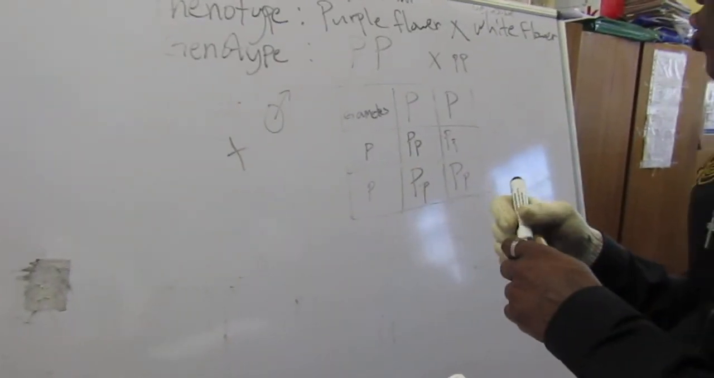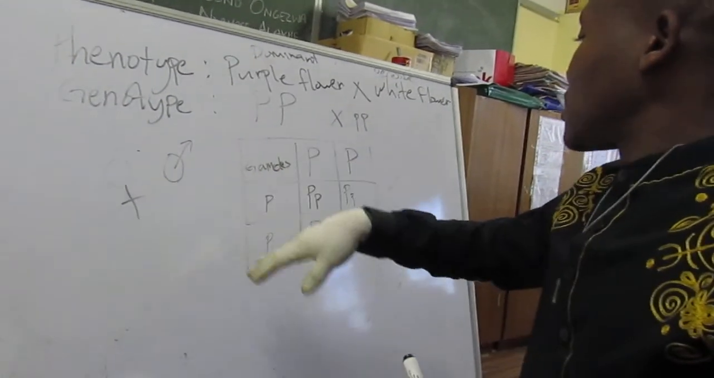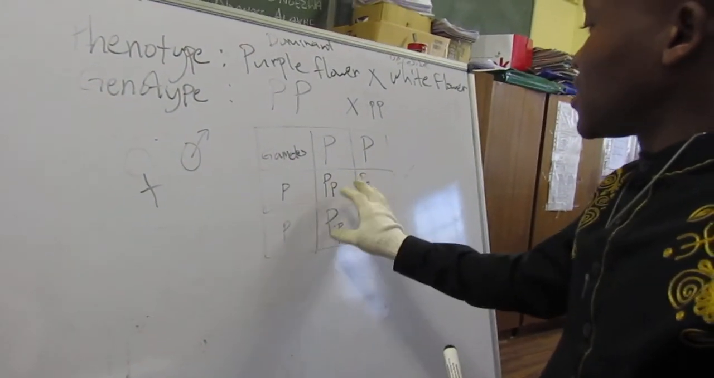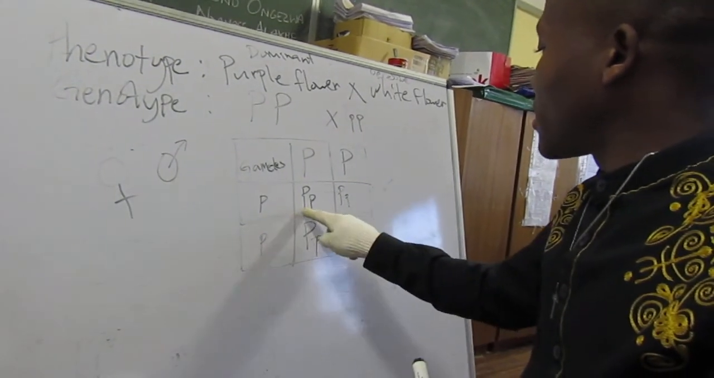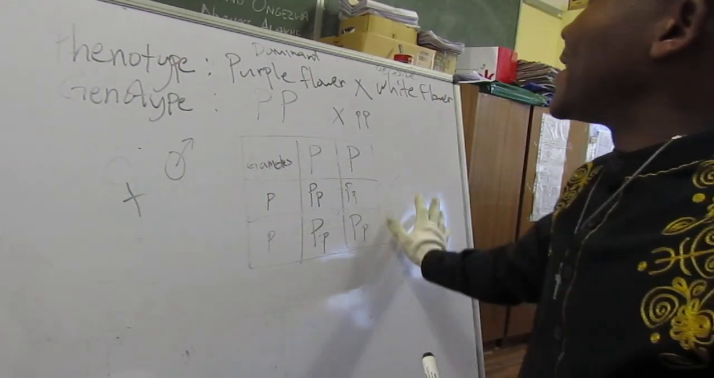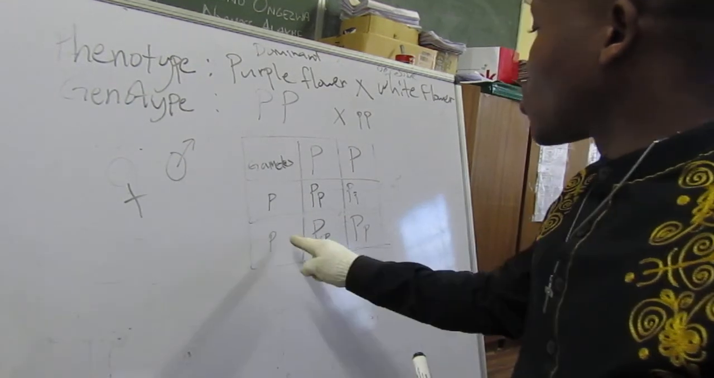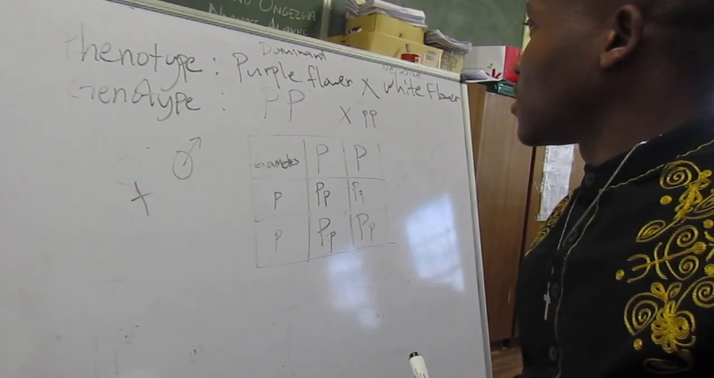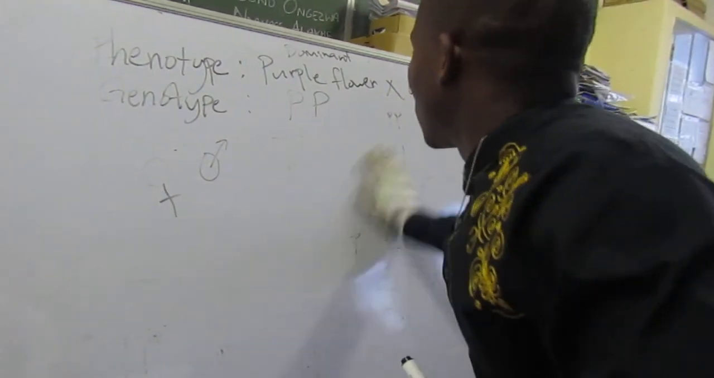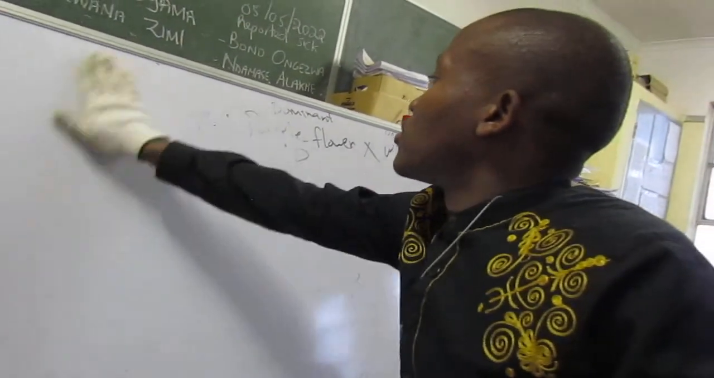Now your offsprings are all the same. Even the phenotype is the same. It's going to be purple. They are all purple because we have capital P, small p in every box. This is what we call a punnett square for a monohybrid cross. Yes, I'm done. I can do the second example.